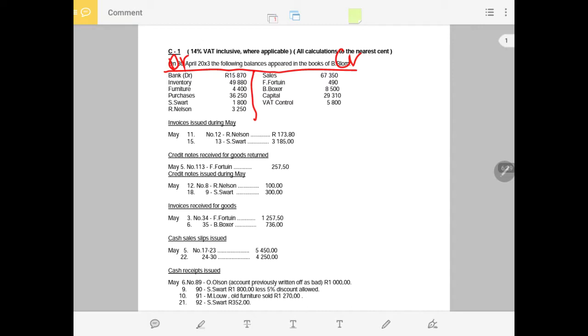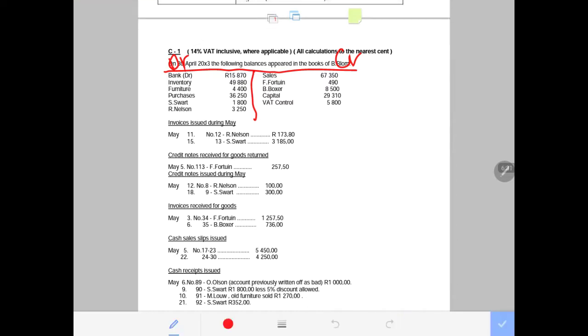Now we are given transactions, and these transactions are not very much detailed transactions where they say bought inventory on credit from so and so, or sold inventory on credit to so and so. They just use some terminology and some language that is very much financial accounting language for you to understand certain things.